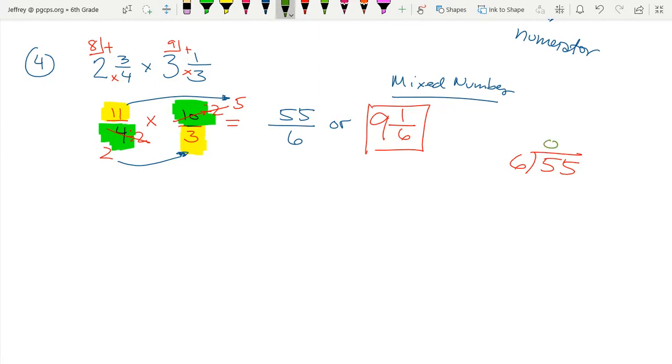Can 6 go into 5? No. Now let's join these two digits. Can 6 go into 55? Yeah. How many times? 9. How do you know? Because I know my multiplication facts. So 9 times 6 is 54. There you go. Subtract: 1.